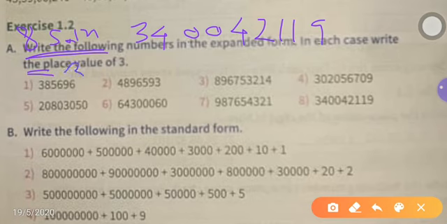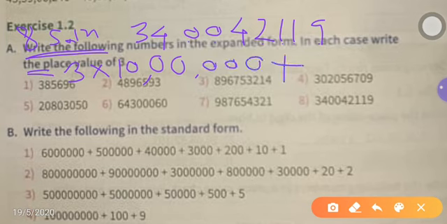Okay, so 3 into 10 crore. Okay, plus 4 into, 4 is in which place? This 4 is in crores period. Okay, 4 into 1 crore.